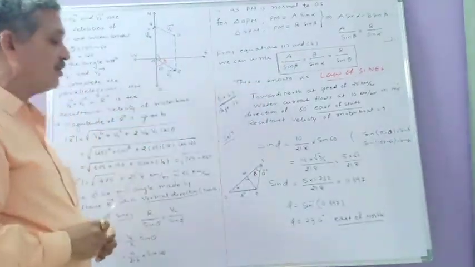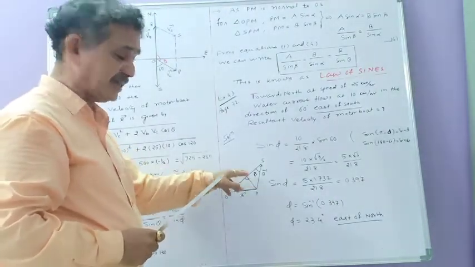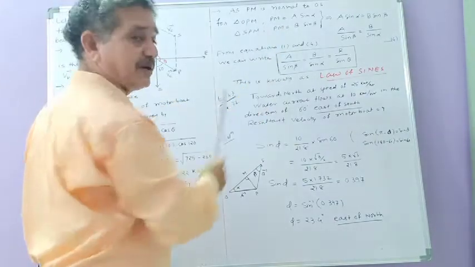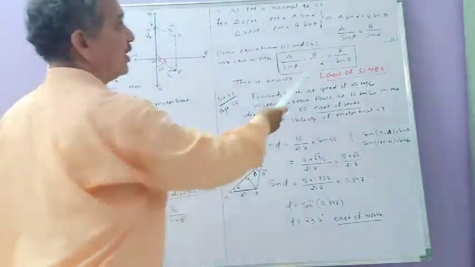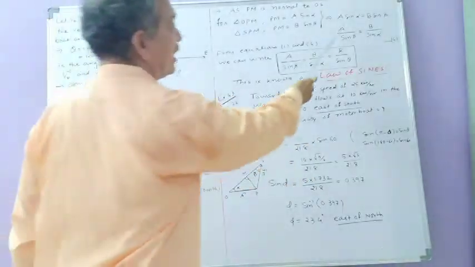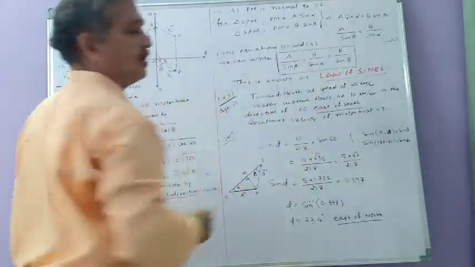So thus we are having two values of one length PM. One is A sin alpha, another is B sin beta. But both being same, you can write A sin alpha equal to B sin beta. So again you can write A upon sin beta equal to B upon sin alpha.